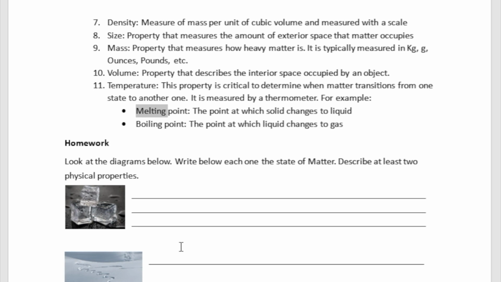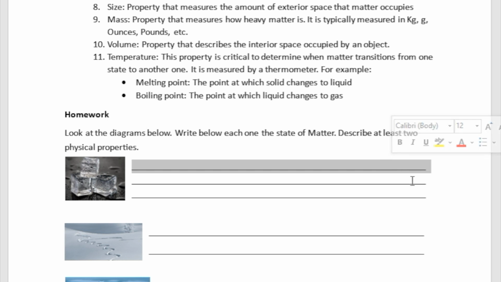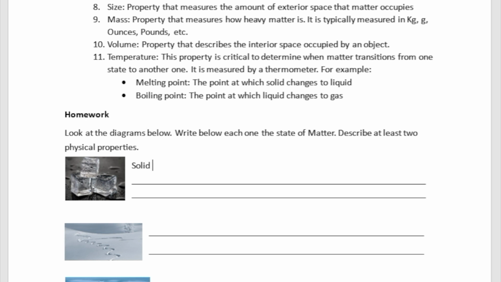All right, so I got a homework for you in here. So look at the diagrams below. Right below each one, the state of matter, and describe at least two properties of matter. So who can tell me what state this particular matter is? Well, you're going to see that this is like the solid state right now, and it is called ice. Can you see it is ice, right?